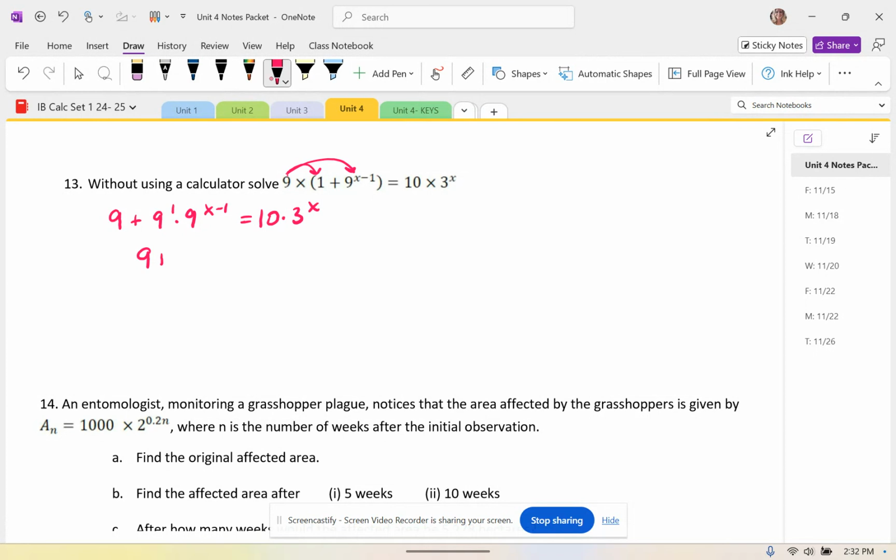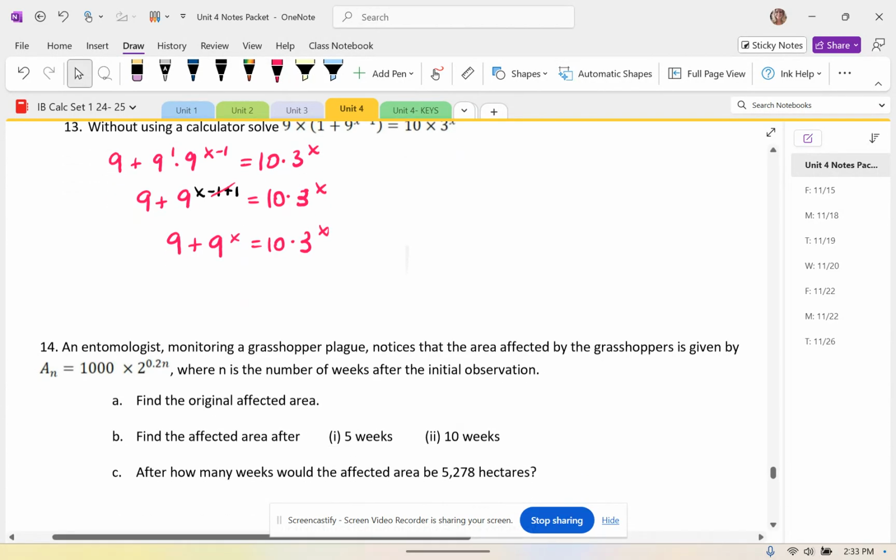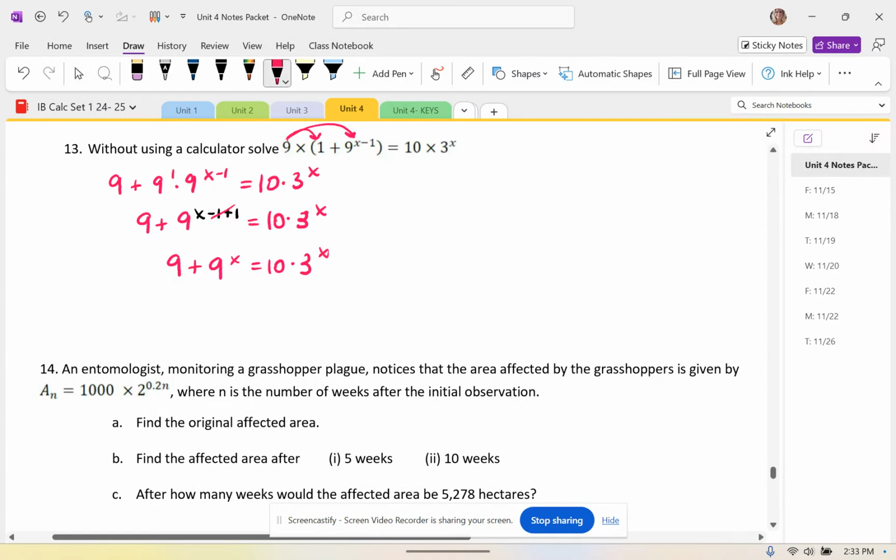Okay, so now I've got 9 plus 9, and then when I combine these two, right, I have x minus 1 plus 1 equals 10 times 3 to the x. So these end up canceling actually, and then I have 9 plus 9 to the x equals 10 times 3 to the x. All right, so I see it. Okay, so 9 to the x can be rewritten as 3 squared, all raised to the x power, plus 9 equals 10 times 3 to the x.